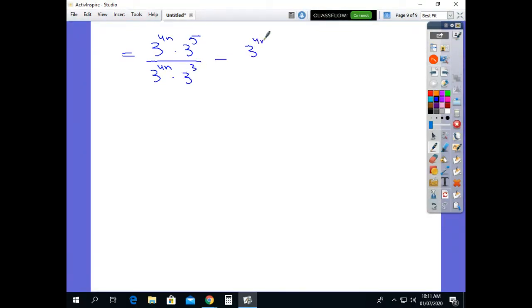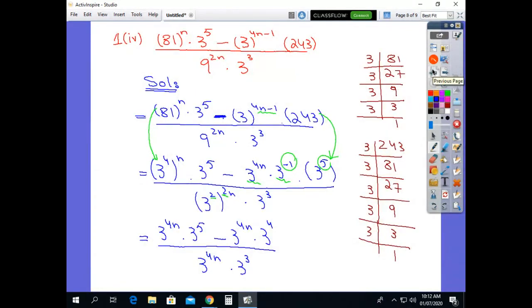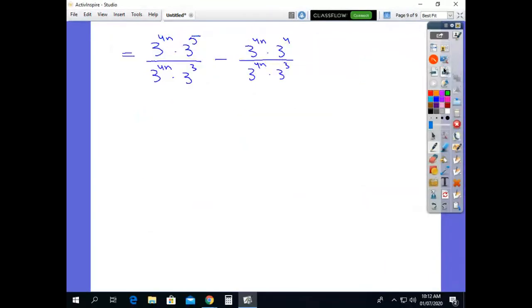Negative 3 raised to power 4n into 3 raised to power 4, or 3 raised to power 4n into 3 raised to power 3. What do we do here? We split this denominator by both the expressions. The first expression is 3 raised to power 4n dot 3 raised to power 5, and then there is a negative sign between them. The second is 3 raised to power 4n, 3 raised to power 4. We split this denominator with both the expressions or numbers.